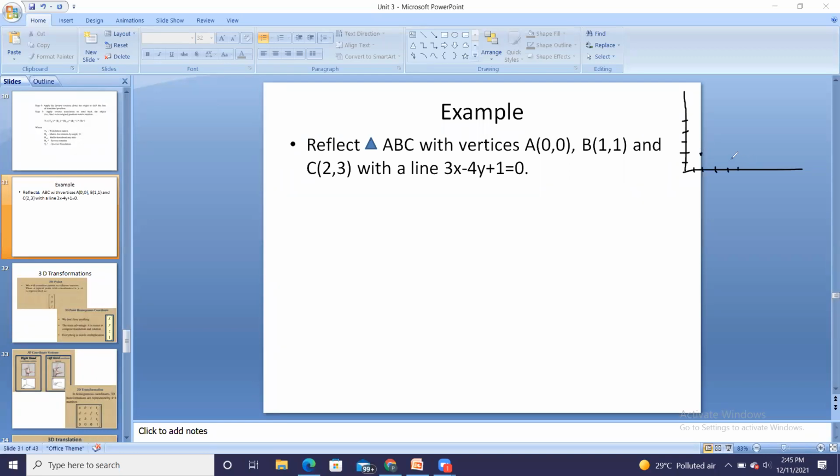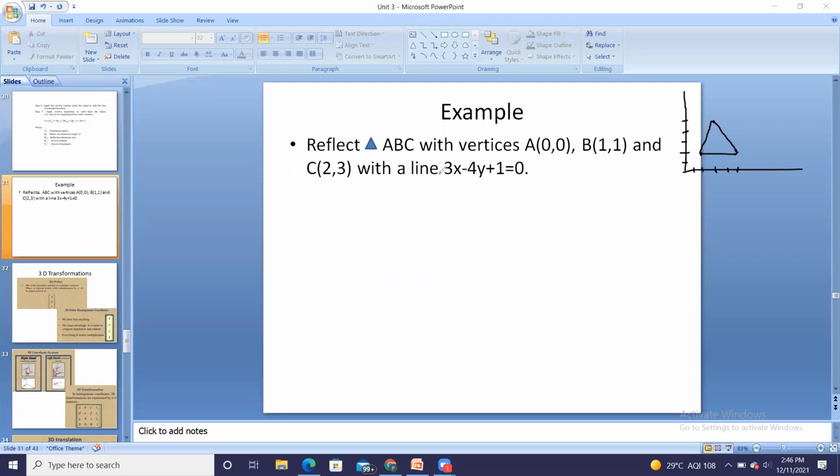(2, 2), then (5, 2) we have taken. (5, 2) and (3, 5). Okay, so we have this triangle ABC and we want to reflect it with respect to the line 3x minus 4y plus 1.